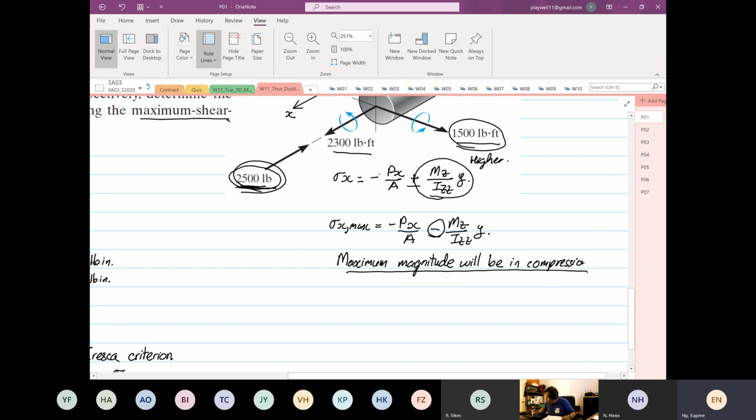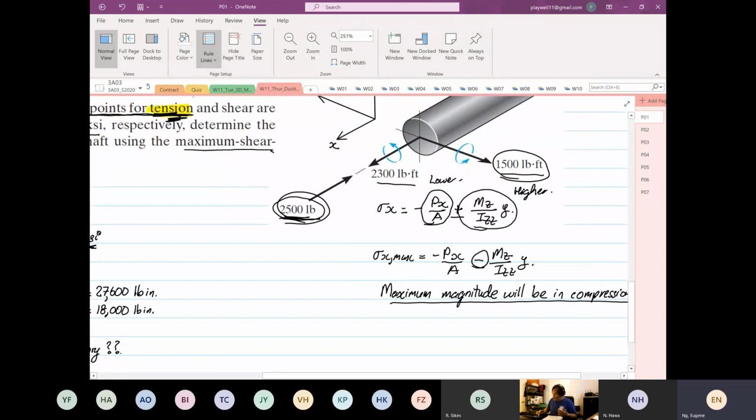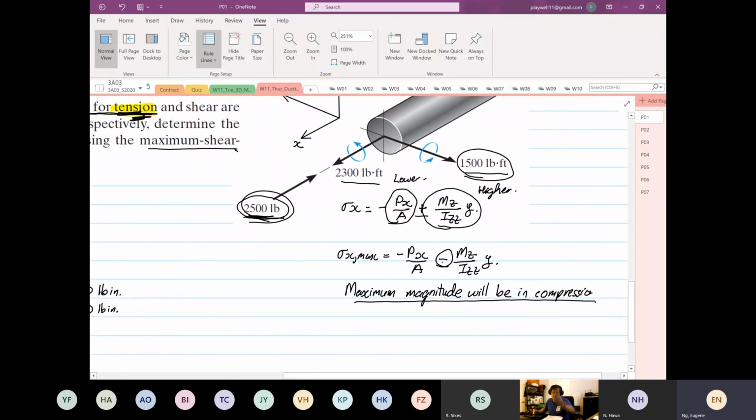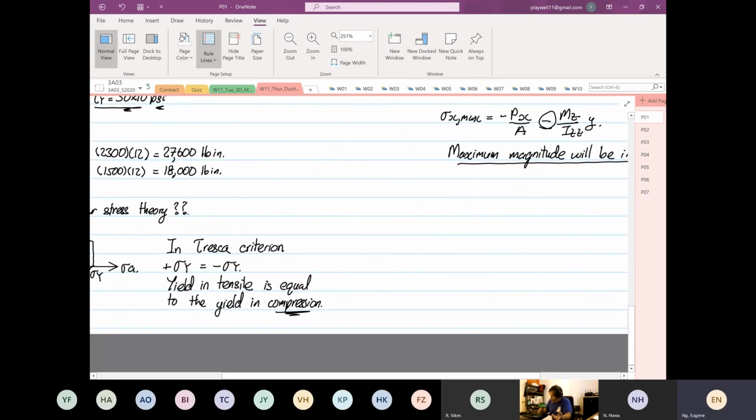The axial loading usually is the lower. Yes or no? So if you think that the question only asks us to measure the point for tension, you will not use this as negative. You'll use that as positive. That's where the problem comes, because you're not getting the maximum magnitude. And if you say, okay Eugene, we know the maximum magnitude, but what is the yield in compression? Based on the Tresca criteria, the yield in tensile is also equal to the yield in compression. I know there's a lot of information I'm dumping at all of you now.